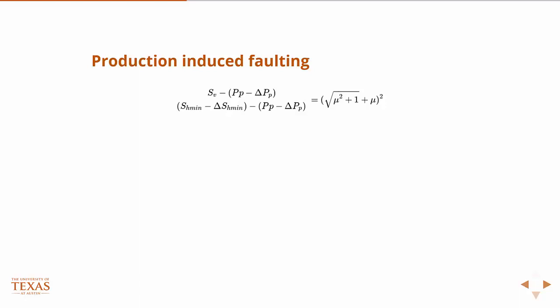Wherever you see SH min, we're going to say SH min minus delta SH min. And wherever you see pore pressure, you're going to have pore pressure minus the change in pore pressure. Right? If you plug that in and then work through some simplifications, ultimately you can solve for what Zoback calls the stress path. The change in SH min over the change in pore pressure is equal to this thing. So if you simplify that equation on top, it leads to this.